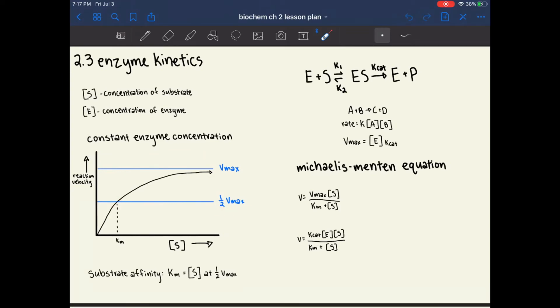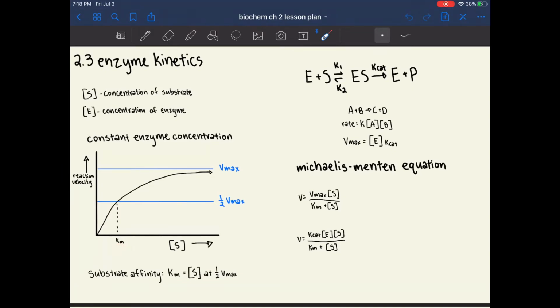So we have this point at half of Vmax called the Km. What this means is that this is the concentration of substrate that you need in order to get to half of Vmax. And this is important because this is different for every single enzyme. And this is also known as the substrate affinity, or how much your enzyme likes to bind a substrate.